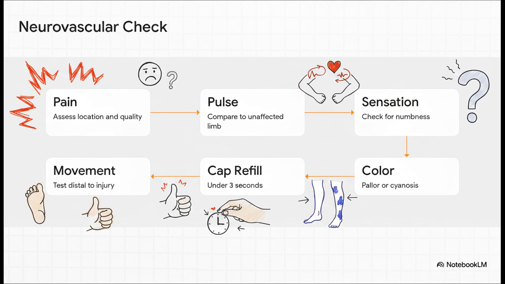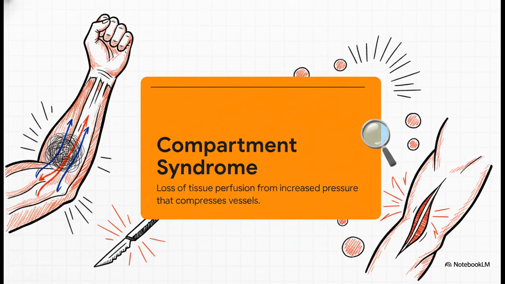Test movement of the fingers or toes distal to the injury because nerve damage can quickly compromise motor function. So why are we doing these checks so obsessively around the clock? Basically, to catch compartment syndrome before it's too late.